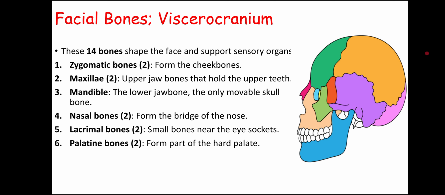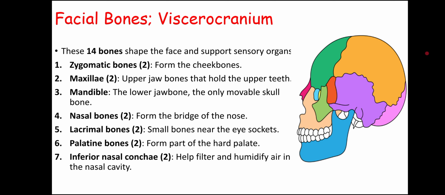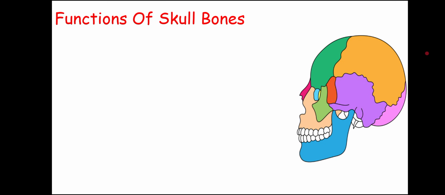Next bone is the palatine bone, that are also paired bones and they form part of the hard palate. The next bone is the inferior nasal conchae, that are also paired bones that filter humidity in air and the nasal cavity. The next bone is the vomer bone, that forms a part of the nasal septum. Here you can see all of the bones of the facial skeleton or viscerocranium are paired bones except the mandible and vomer bone. Now we will talk about the functions of skull bones.